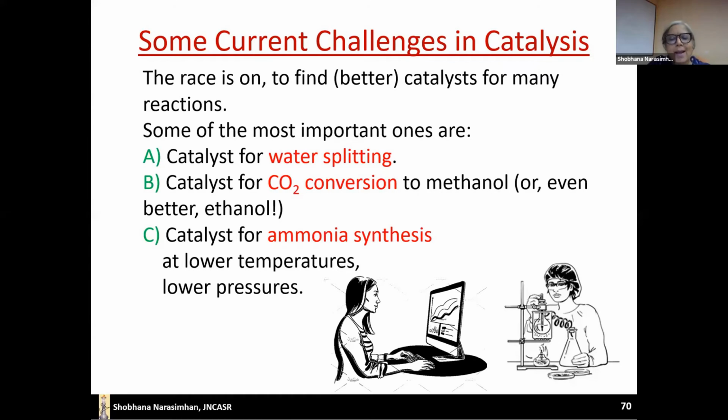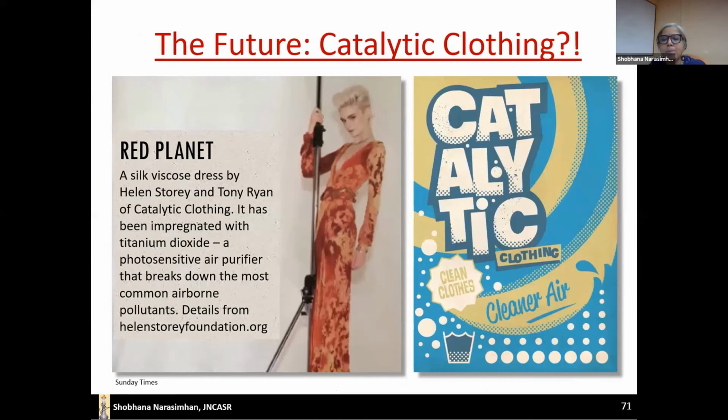The last slide I have is just a sort of joke slide, to tell you that there's a company called Catalytic Clothing, and they are making clothes which are embedded with titanium nanoparticles. And they say that these titanium nanoparticles are catalysts that will absorb pollutants from the air and thereby purify the air. So thank you.